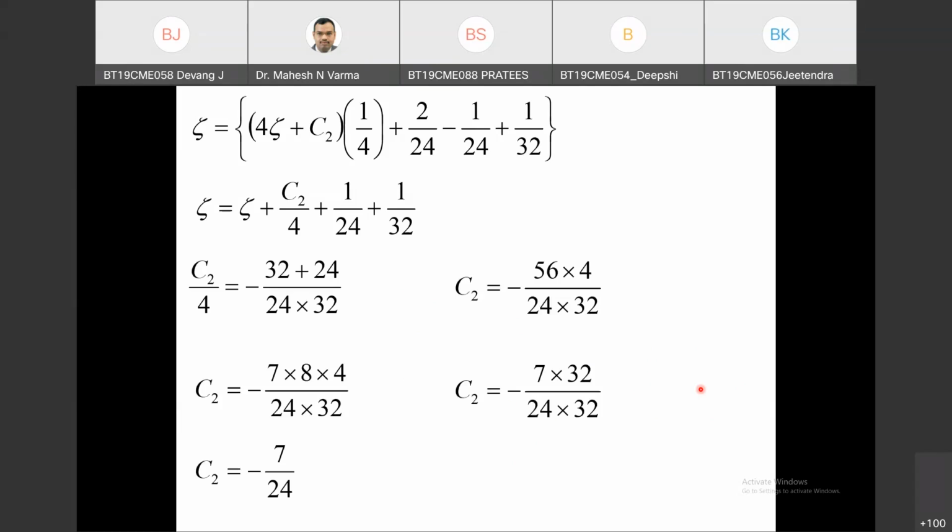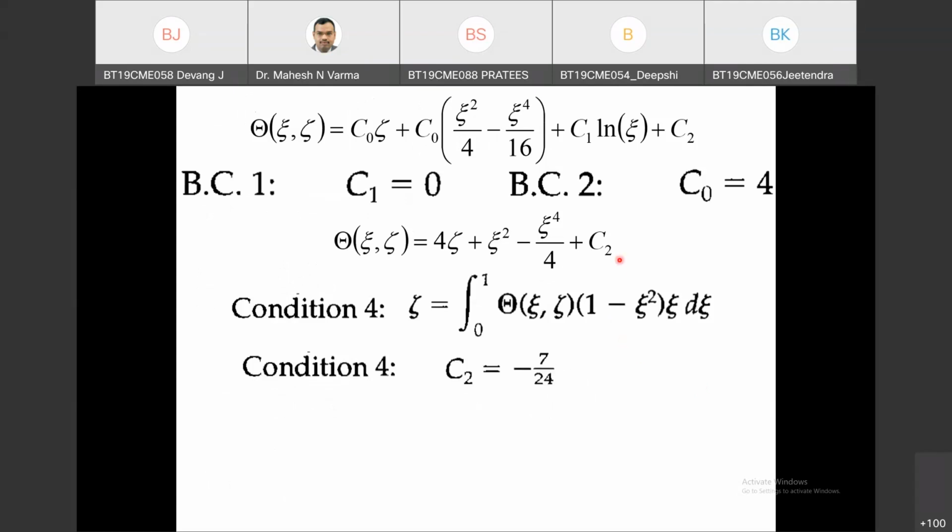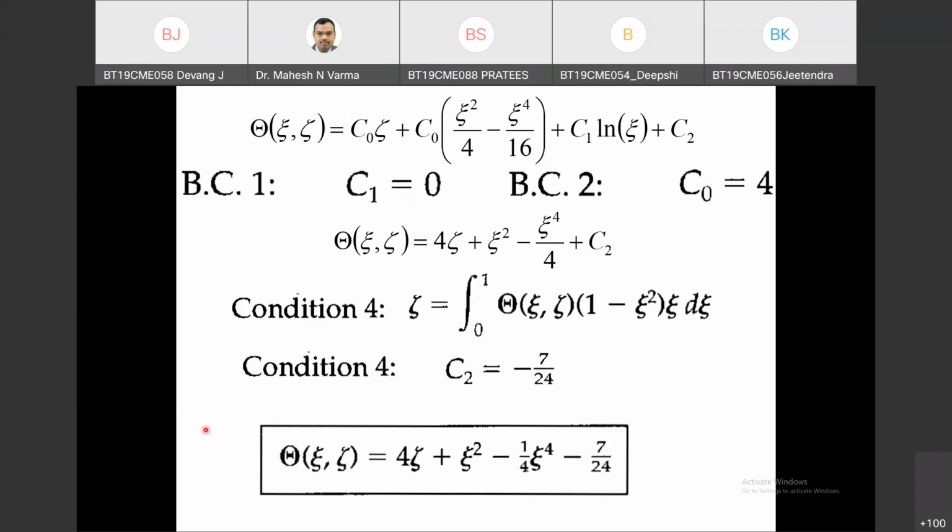So substituting the C2 in the equation, what I will get? Theta. This is my temperature profile. Theta, which is a function of epsilon and zeta, will be equal to 4 zeta minus epsilon square minus 1 upon 4 epsilon raised to 4 minus 7 by 24. This is my temperature profile.